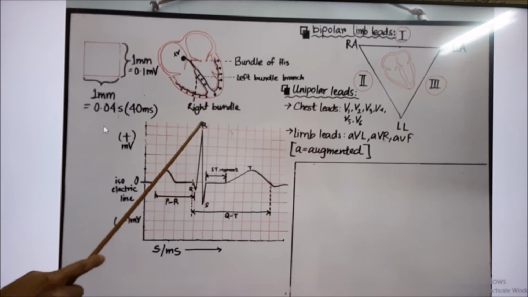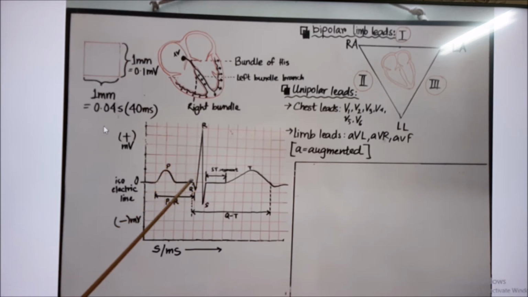This is the R wave, or QRS complex, and this is the T wave. Now, what is the cause of the P wave? The P wave is the atrial depolarization, not the atrial systole. Depolarization and systole are not the same thing.